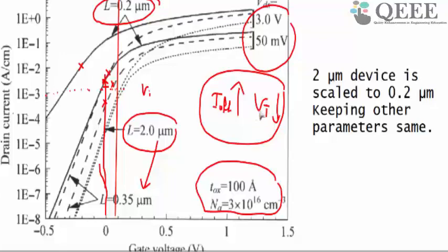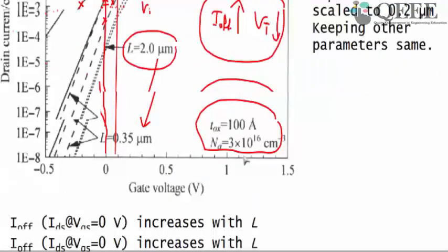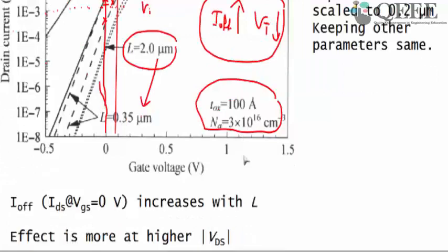This was not predicted by the simple models. In the simple model there was no off current at all, but VT depends on your channel length as well as your drain bias. So you need to do something. You cannot do blind scaling. You cannot blindly scale the channel length or the gate length of the device and expect the same performance.